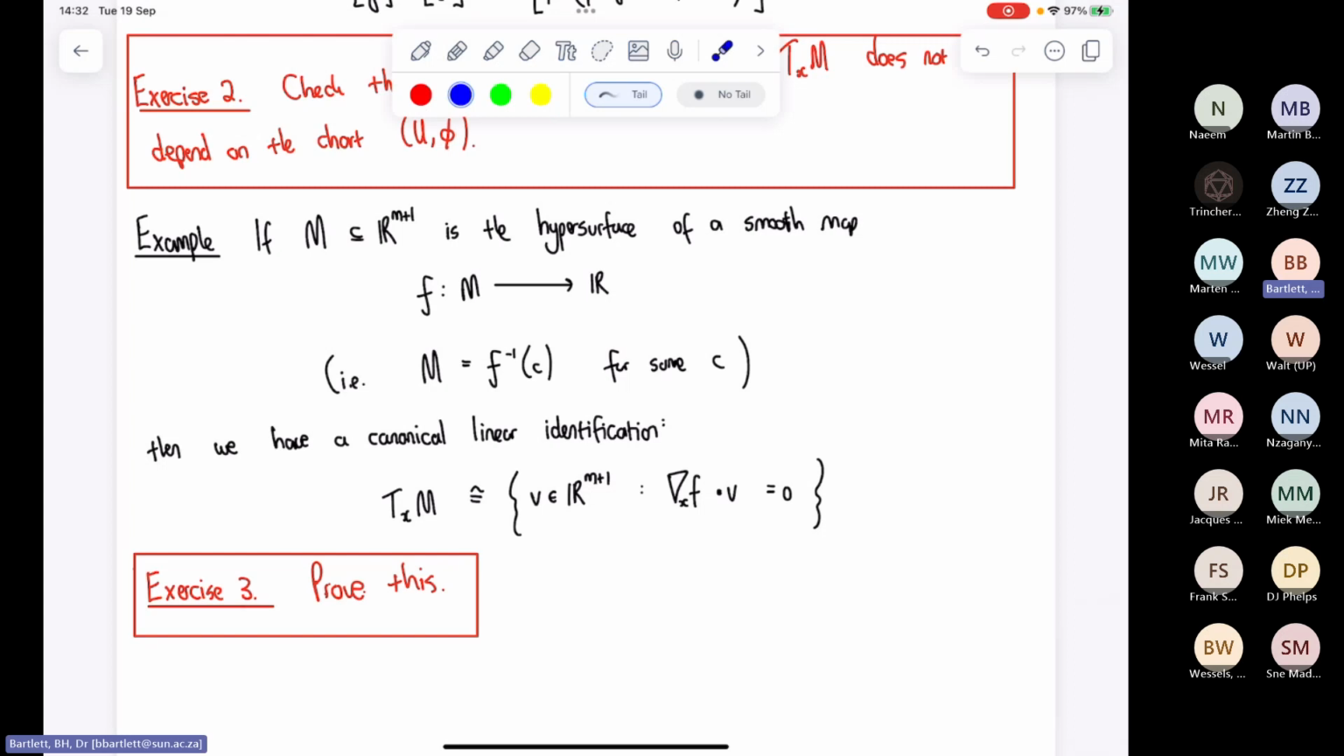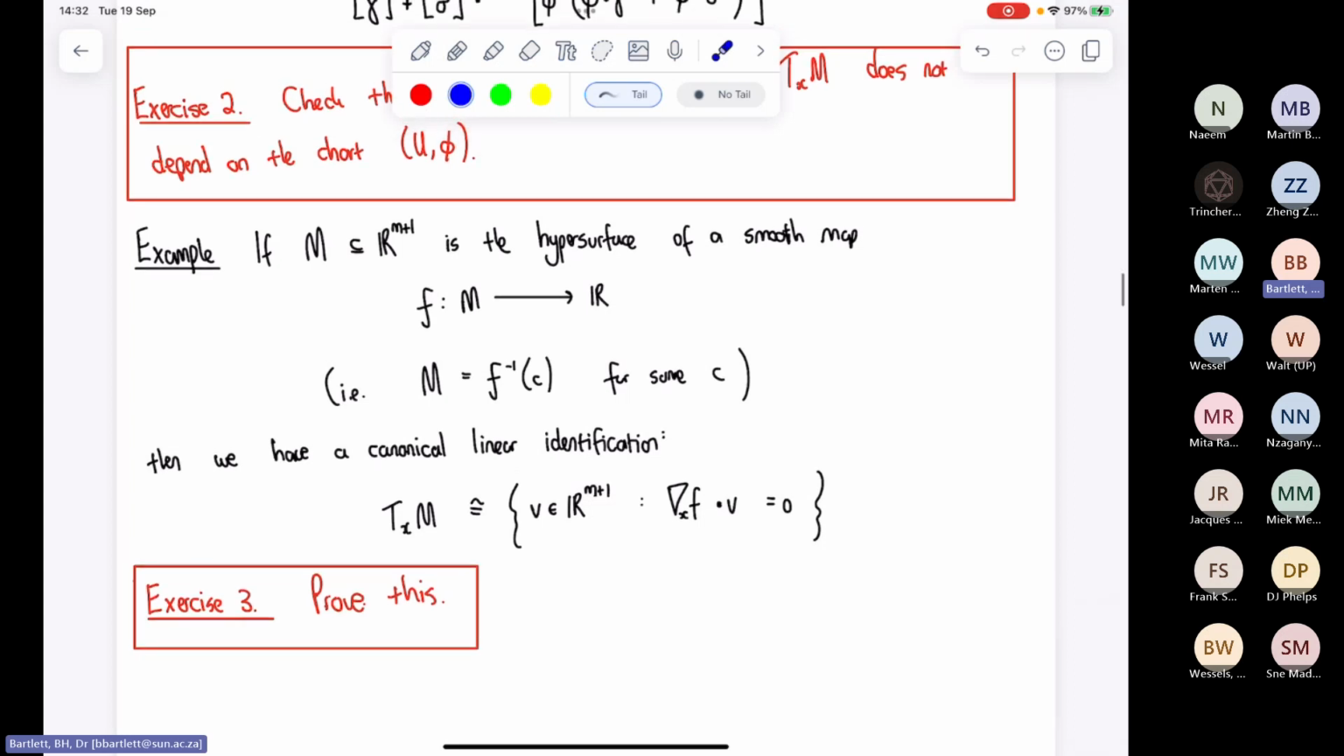So now we've got the vector space structure on the tangent space. So let's do some examples. So suppose you've got a hypersurface of a smooth map. So that's a nice smooth manifold. Then what are the tangent spaces? For example, the two-sphere was a manifold of this form, right? You can go ahead and compute the tangent space at each point.